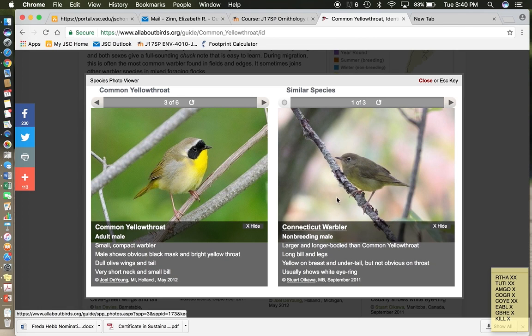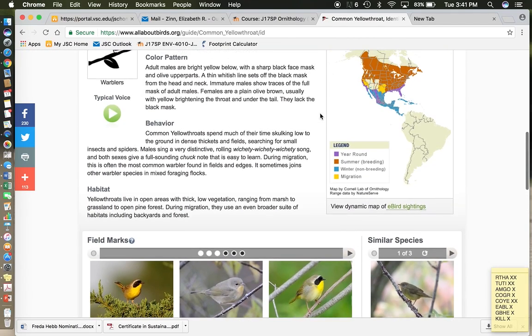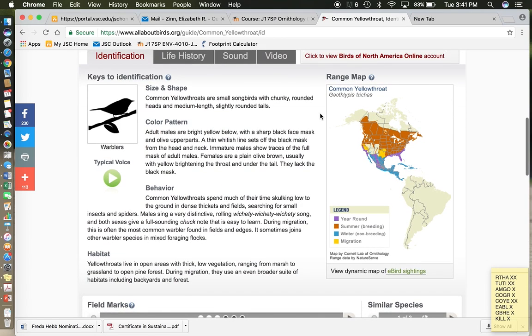Let's see what they compare it with. I think, oh, Connecticut warbler. Yeah, see, it doesn't even look anything like that. So I don't think you're going to confuse it with things. But you do need to know this one by song. So this is a song that probably many of you are not familiar with. It makes a very distinctive song that often people say, witchity, witchity, witch, or witchity, witchity, witchity, witch. So here it is.